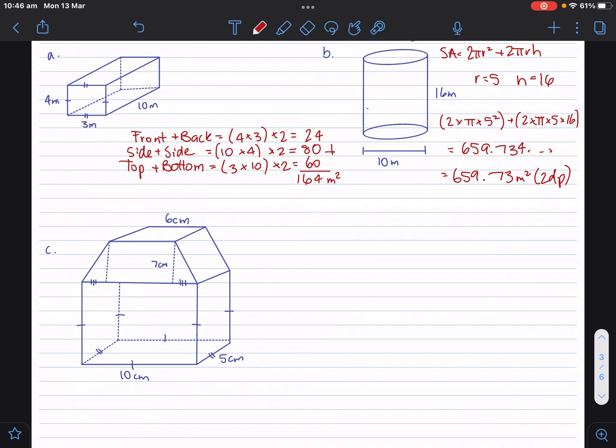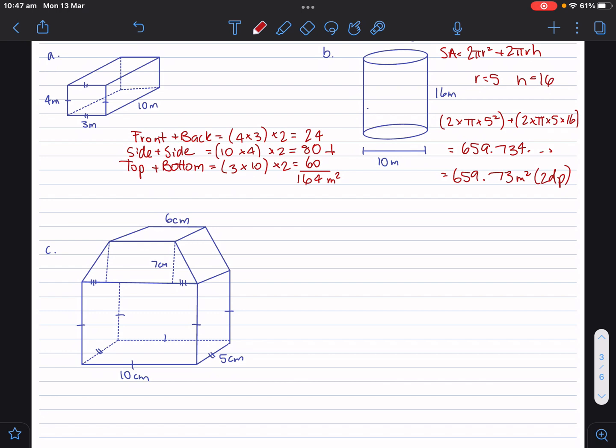Now C is a little bit different. We have our front, which is the same as the back. And we have the front top, which is the same as the back top. We have the side and the side, and we just have a bottom here. The top's not equal here, and then we have this top, which is separate. So we're going to have to do a few different sides.